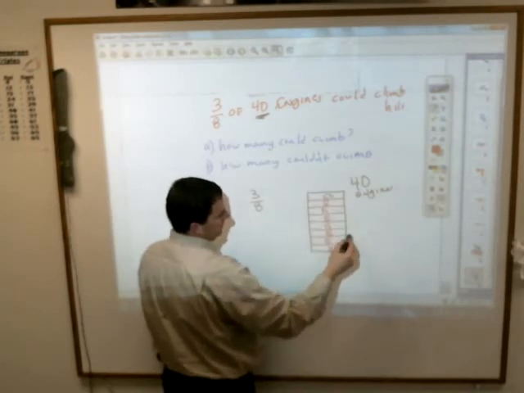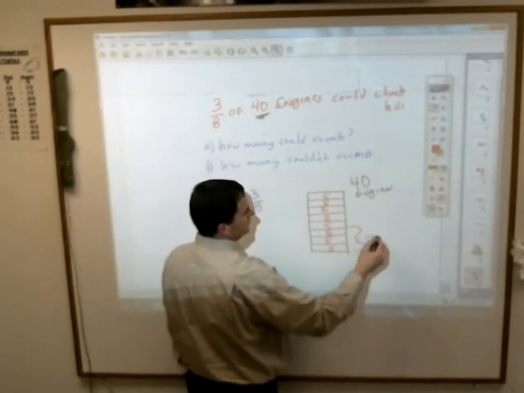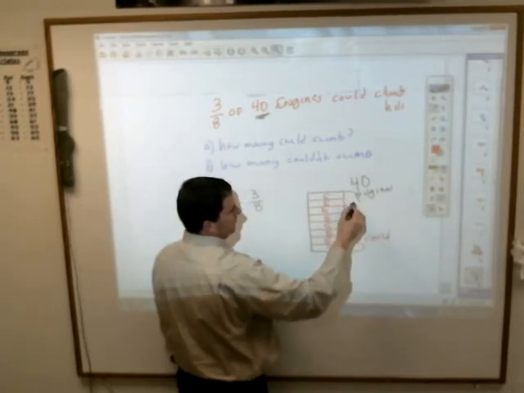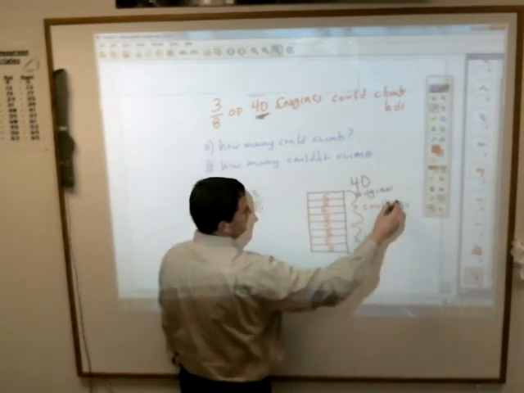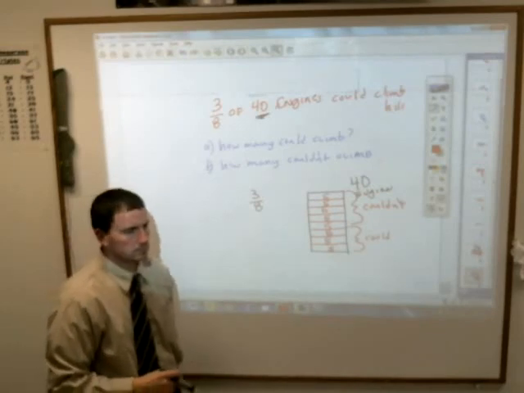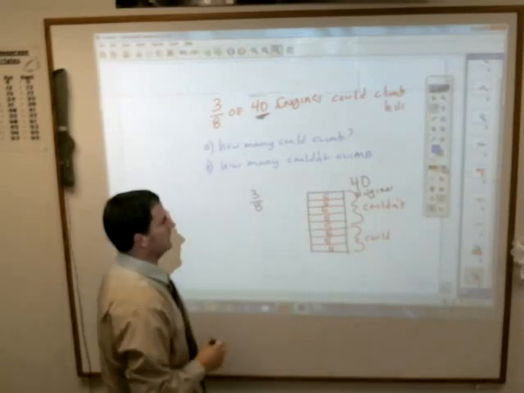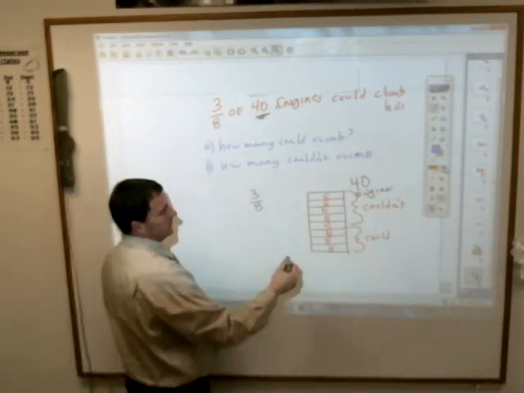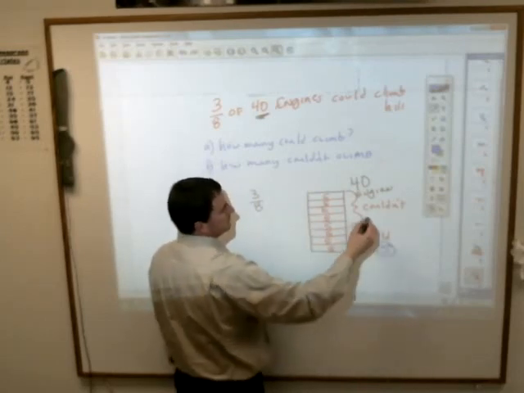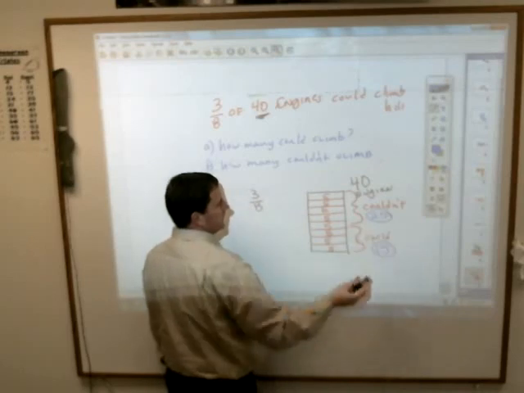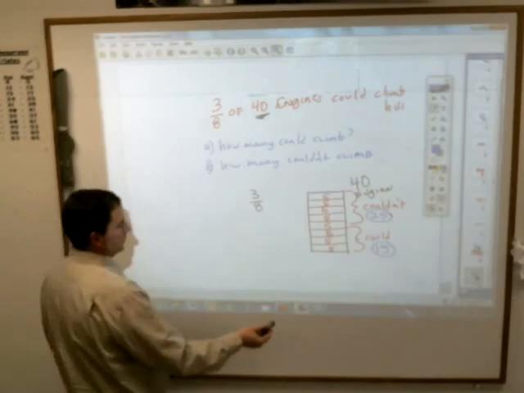And then I know that 3/8 were the ones that could, and the rest of them would be the ones that couldn't. Yeah, arrows. And then you can answer any question they could ask you. How many could climb the hill? 15. How many couldn't climb the hill? 25. Ratio of could to couldn't. Ratio of couldn't to all. The whole kit and caboodle.